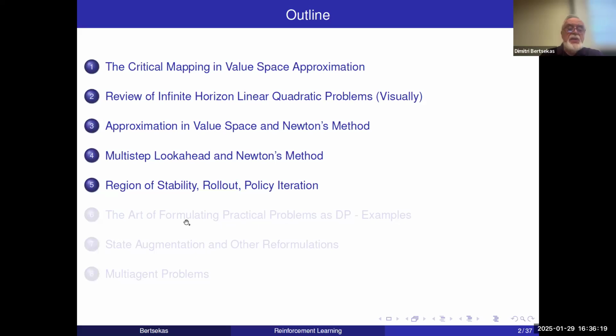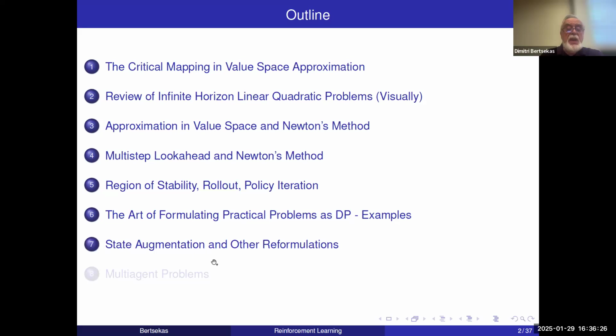And then we're going to discuss the formulation of practical problems as dynamic programming problems with examples. Reformulation techniques will include state augmentation and others. And finally, we're going to talk about multi-agent problems. And the homework that you have for next week is going to involve such a multi-agent problem.